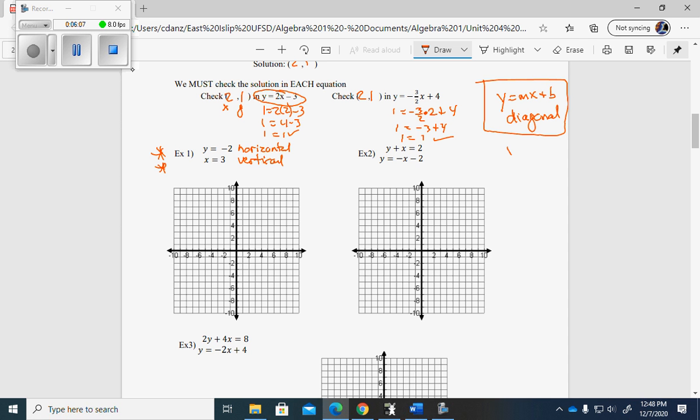When an equation only has a y in it, and it tells you that y equals some constant number, that's when it's a horizontal line. And when an equation only has an x in it, where x equals some constant number, that's a vertical line.